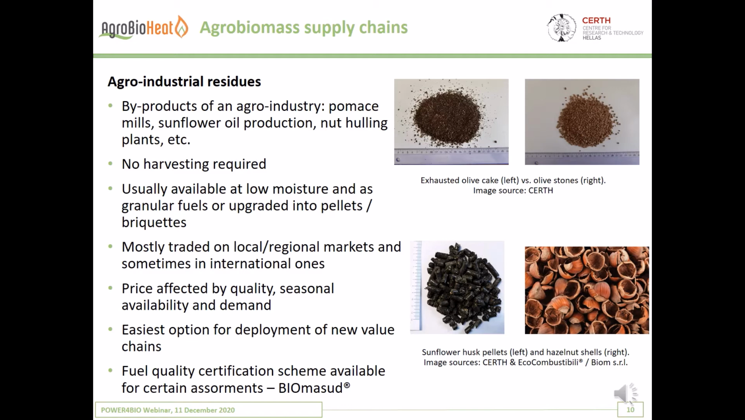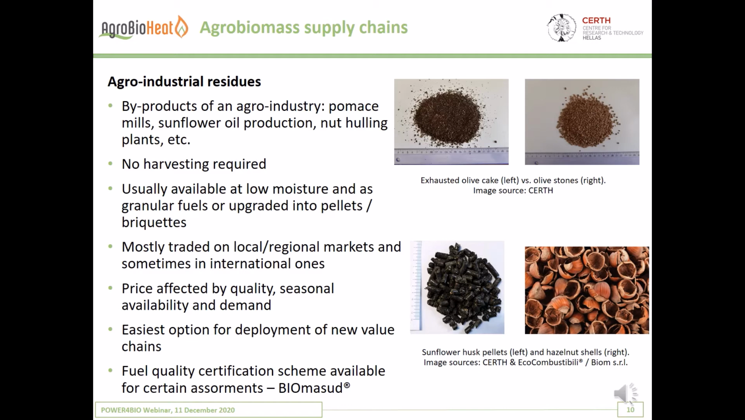The price of this material is affected by various conditions. For example, quality is a factor. It's more expensive to buy olive stones, for example, than olive cake. It's also affected by seasonal availability and demand. Seasonal availability is connected with the level of agricultural production. A good olive oil year, for example, might lead to a surplus of olive cake and olive stones, while demand might be affected by weather conditions, whether the heating season is severe, as well as by the number of large industrial players that are using these materials.